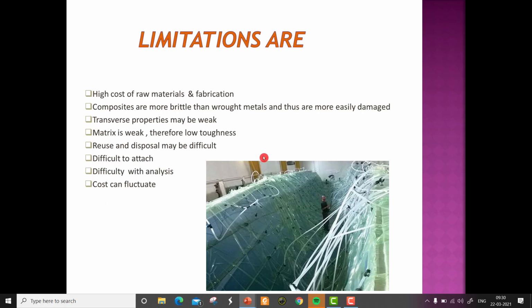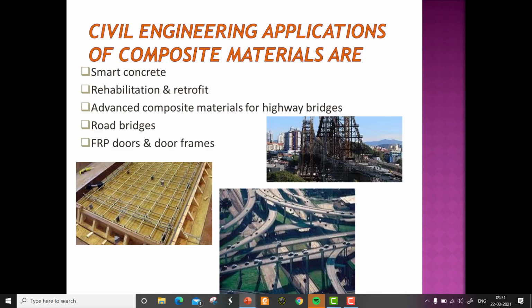So the limitations include the high cost of raw materials and fabrication. Composites are more brittle than wrought metals and thus are more easily damaged. Transverse properties are weaker. The matrix is weak, therefore there is low toughness. Reuse and disposal are difficult, it is difficult to attach to another material, and analysis is difficult. Also the cost can fluctuate based on the availability of raw materials.